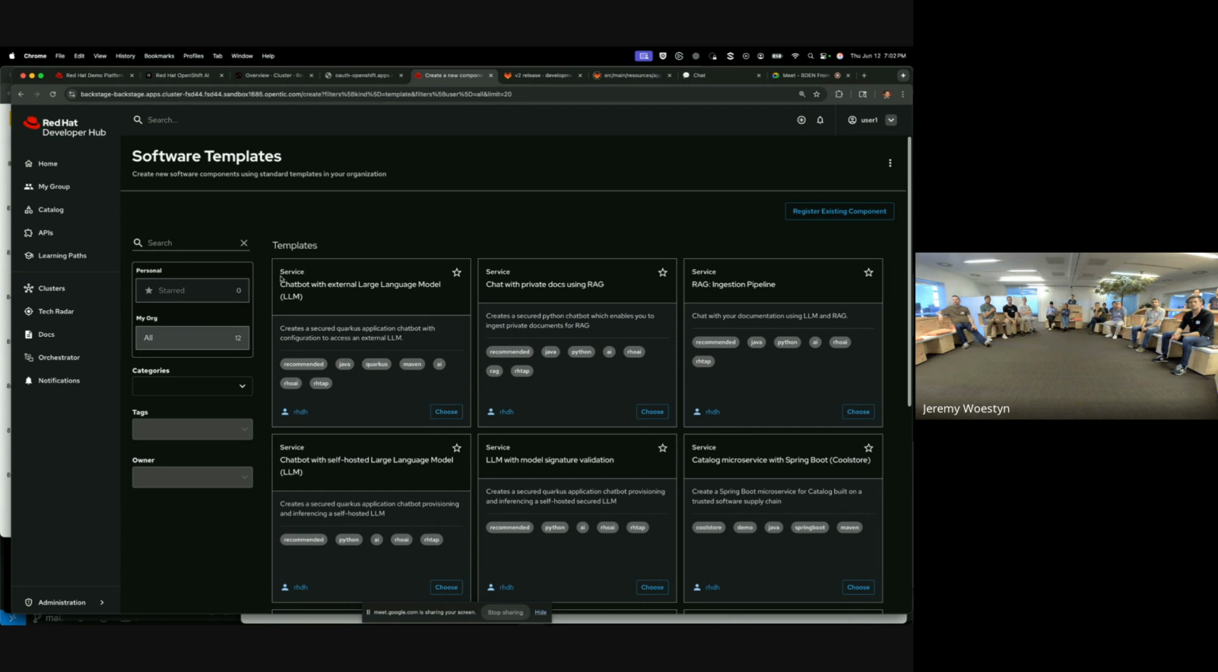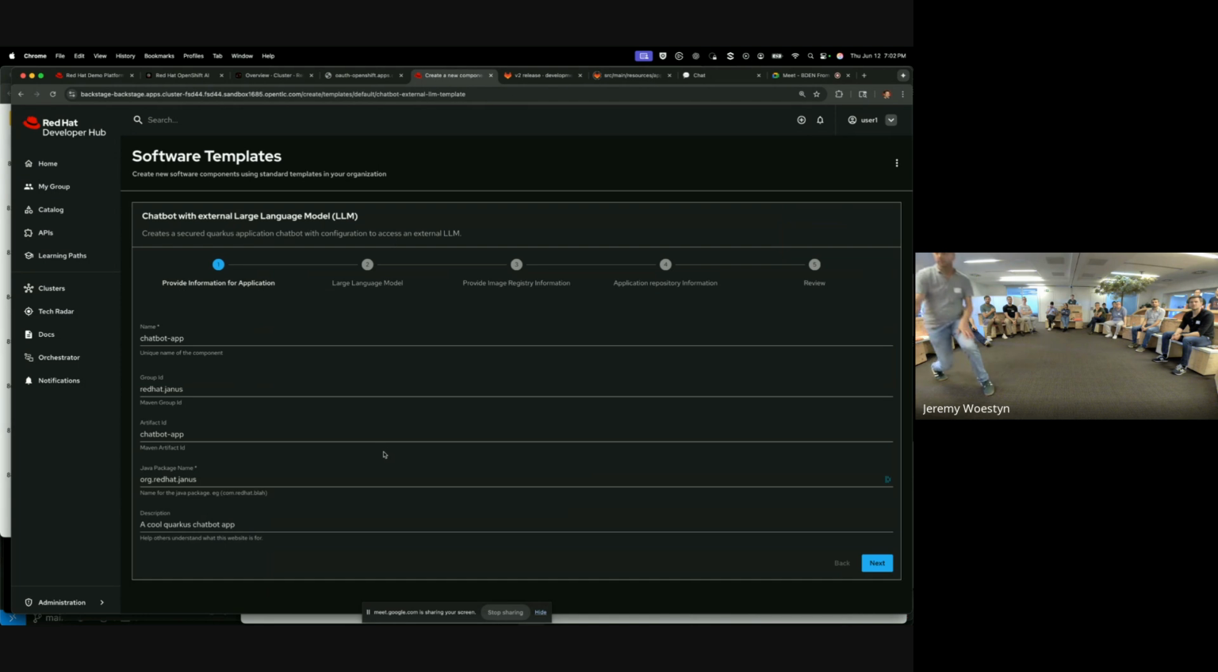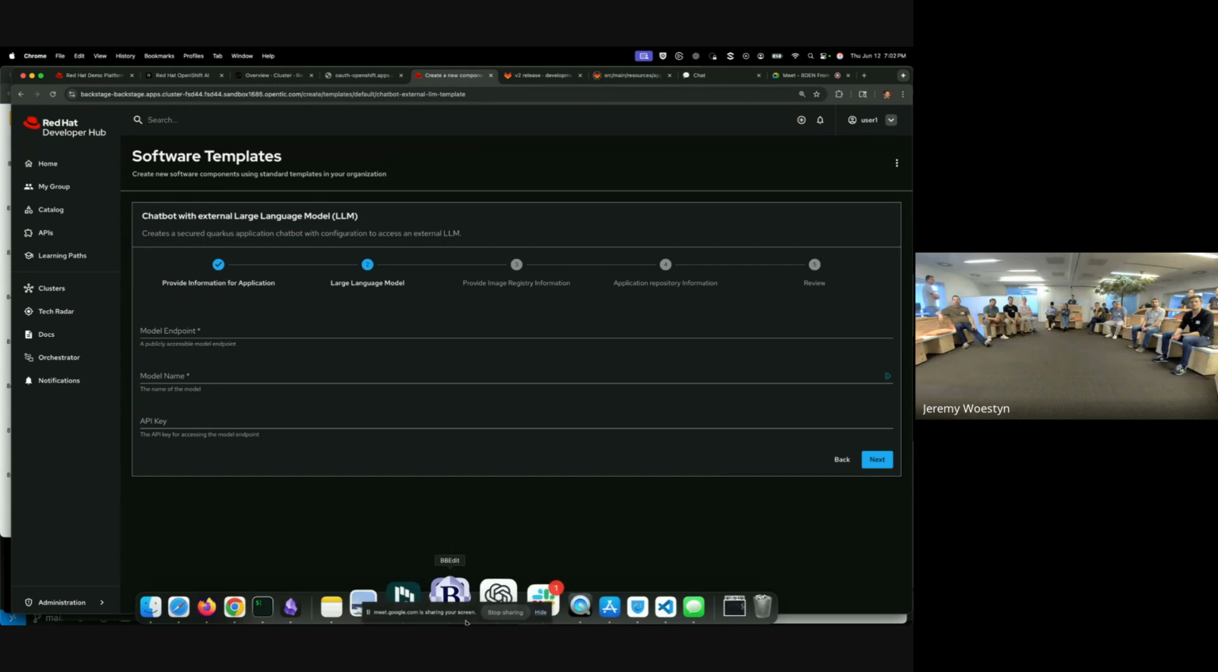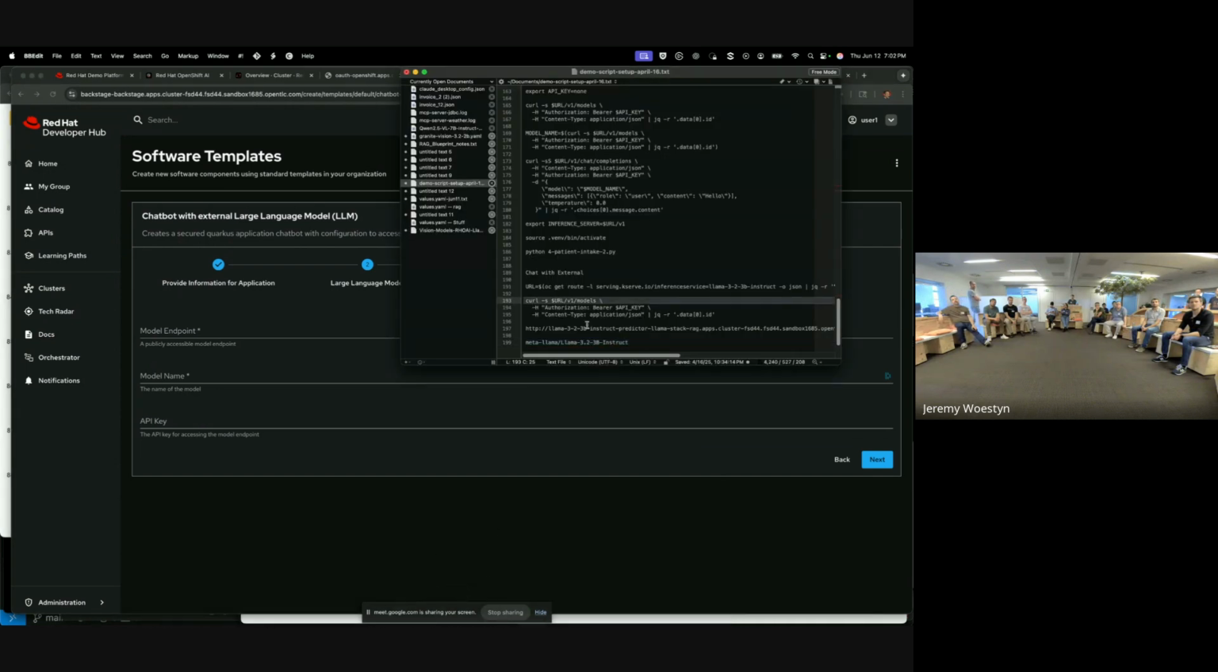So you can see here, I might say, oh, I want a chatbot with an external large language model. Oh yeah, let's use this one. Okay, AE bot. And I've got to remember the URL to my bot. Let's see if I can remember. I think I put it over here. Did I put it over here? I did. All right, there.